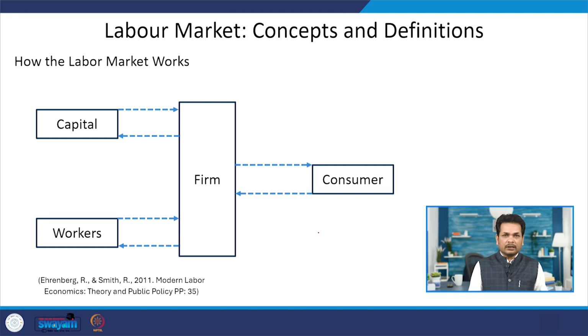The consumers demand certain goods and services, and these goods and services have to be supplied to the consumer. We have already discussed this. This is the market called the product market.